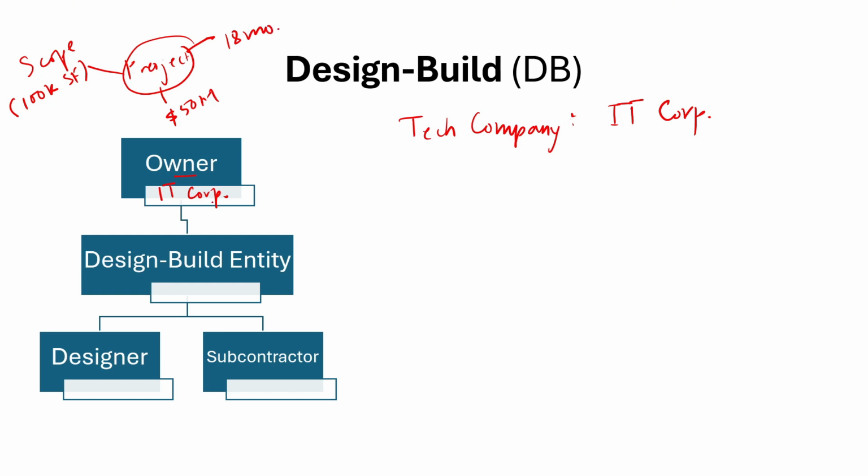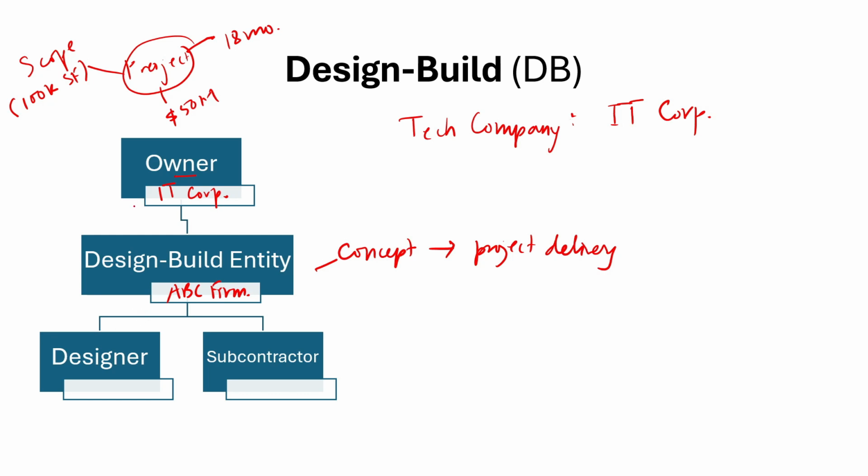Then IT Corp has to hire a design build firm. Let's say a design build firm, ABC firm, was selected. So it handles both the design and construction of the headquarters. What this firm does is it assumes responsibility for the entire project from the initial concept to delivery. The design build team works with the tech company, the owner, to finalize the project requirements, goals, and vision.